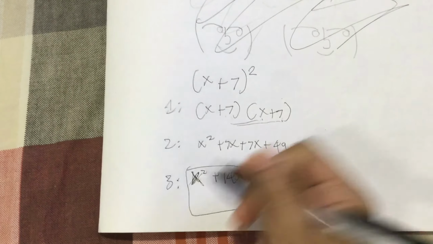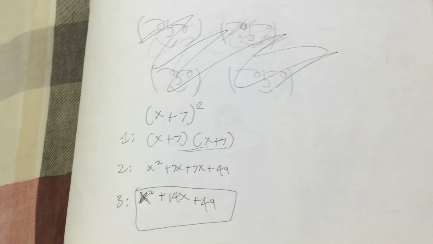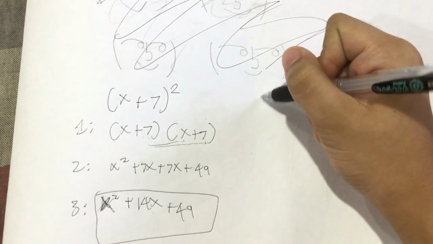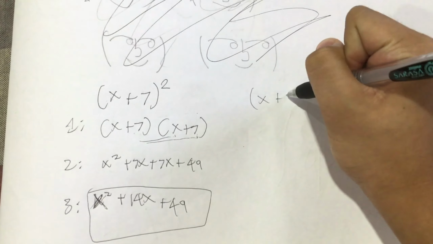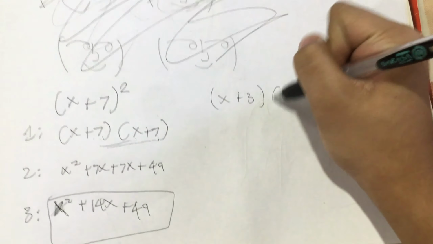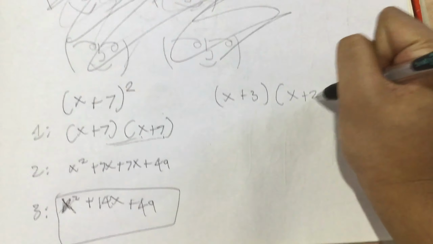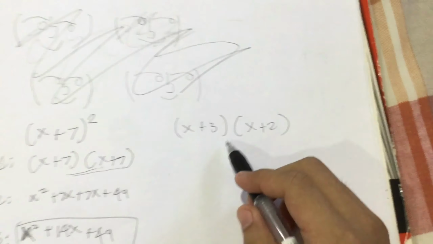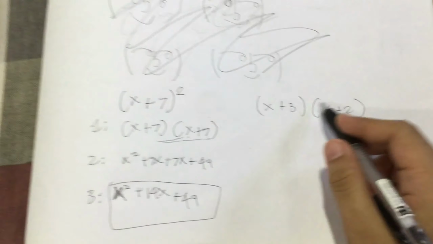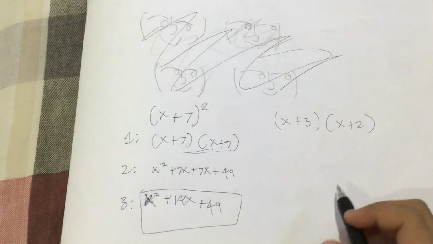Congratulations. Yay, you win. Yeah, so before we end, there's one more thing. What if this is the case? Let's say x plus 3 and then x plus 2. Oh my god! It's different. It's a problem now.